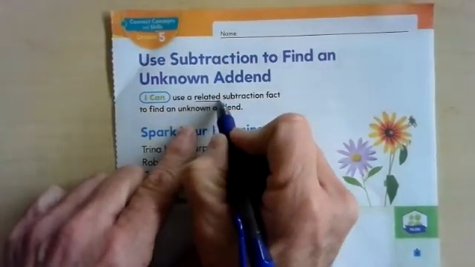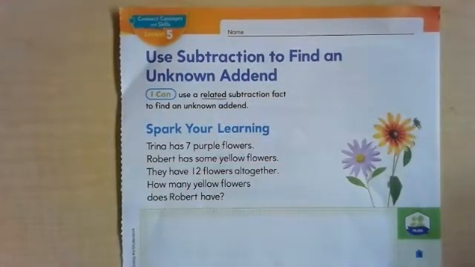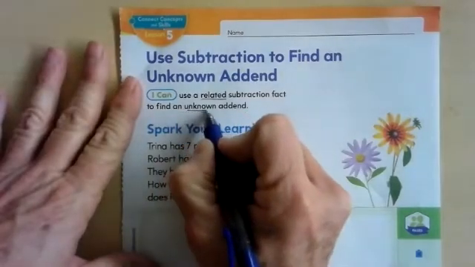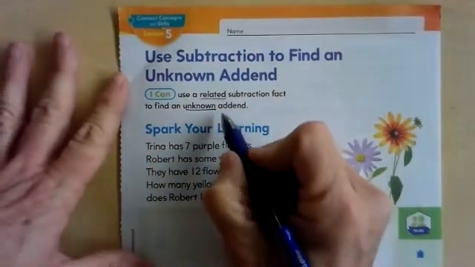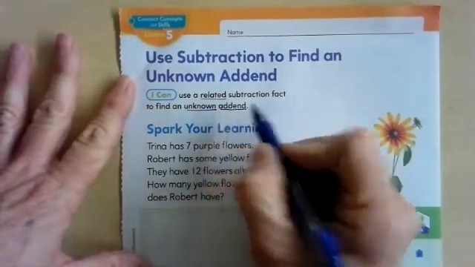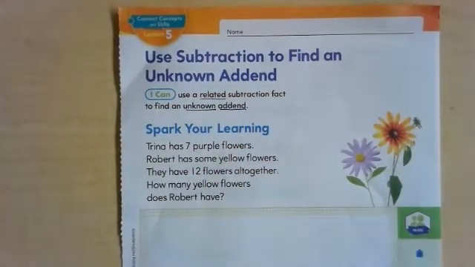Related. We've been talking about related facts this week. Related means we're just going to use the same numbers in an addition problem and those same numbers in a subtraction problem. Unknown means we don't know what it is in the problem. We have to figure that out. And again, addend is just numbers that we're adding together.